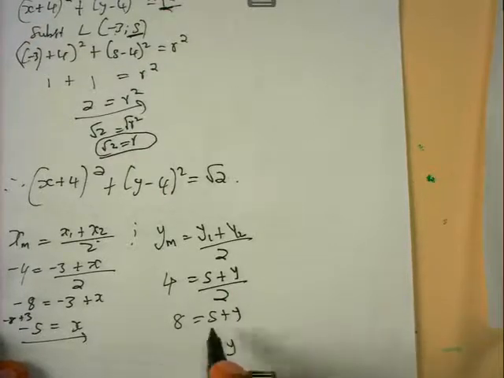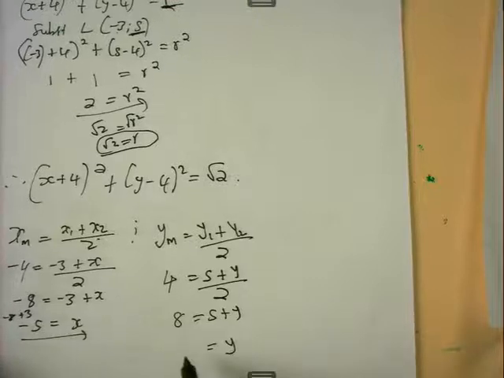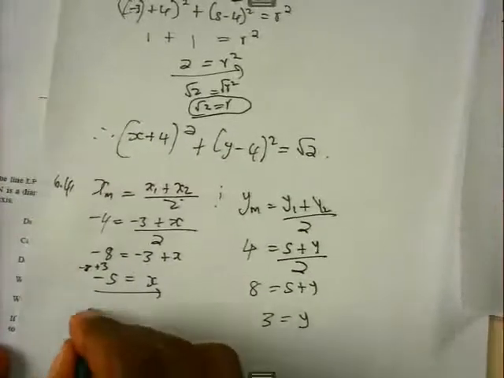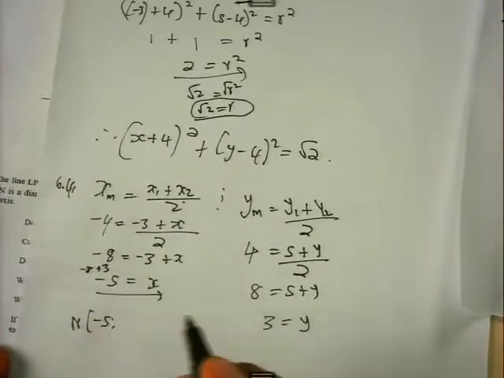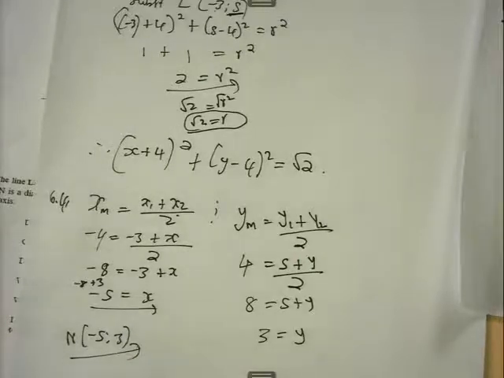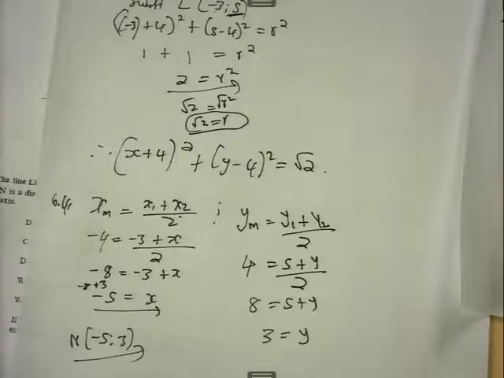And therefore y now is equal to 8 minus 5. 8 minus 5 is then equal to 3. Therefore, the coordinates of N is minus 5 as well as 3. The x coordinate is minus 5 and the y coordinate is a positive 3.